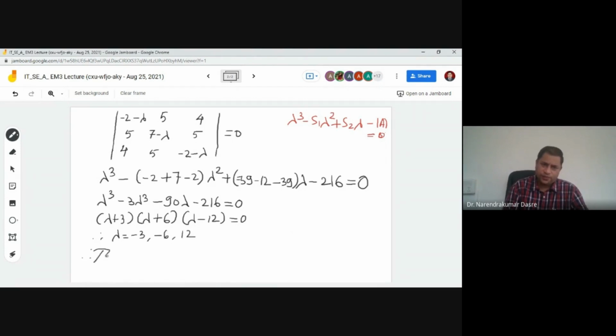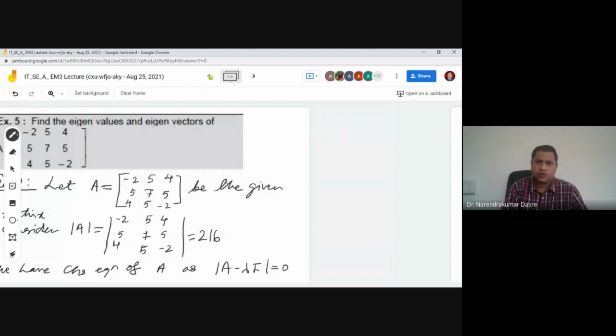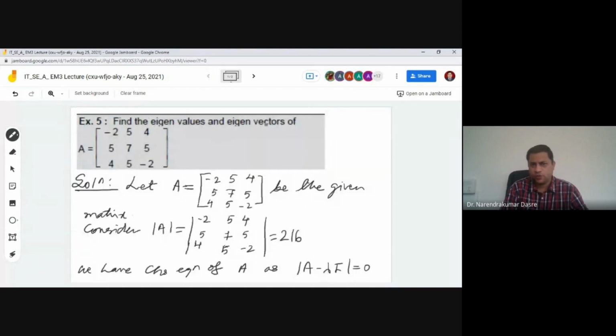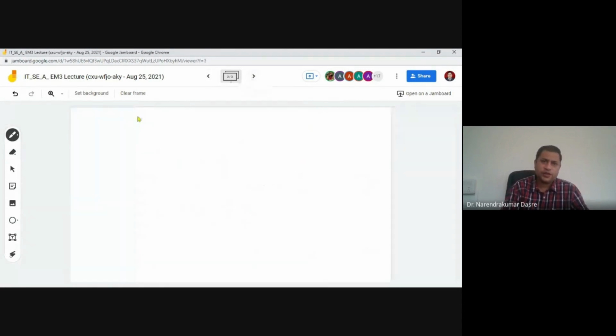So we can say the eigenvalues of A are minus 3, minus 6, and 12. These are the eigenvalues. Now, what is our question? Our question is to find out the eigenvectors also. So we got the eigenvalues, now we have to find out the eigenvectors. So let us try for eigenvectors.